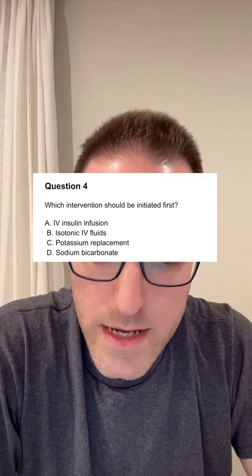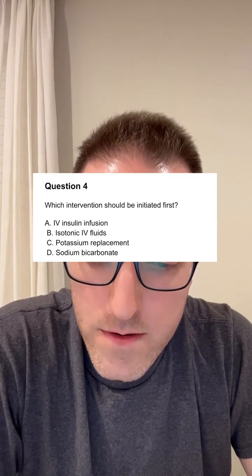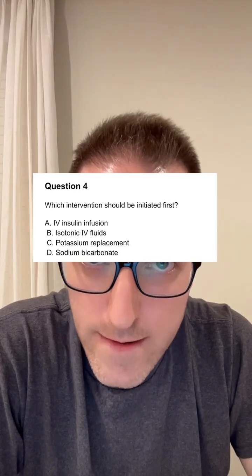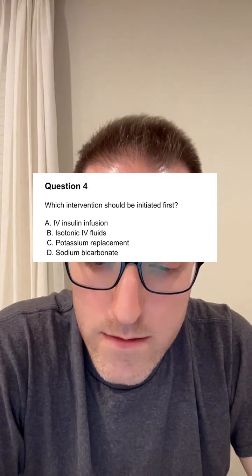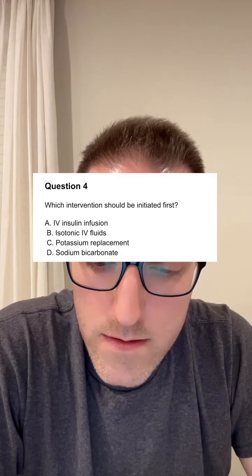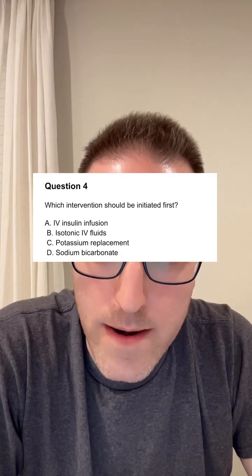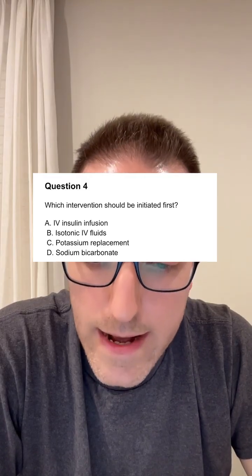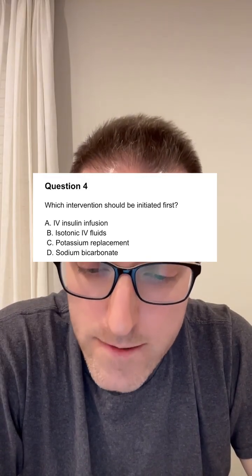Which intervention should be initiated first? This is your generate solutions portion of the case study. The answer here is going to be B, isotonic IV fluids.